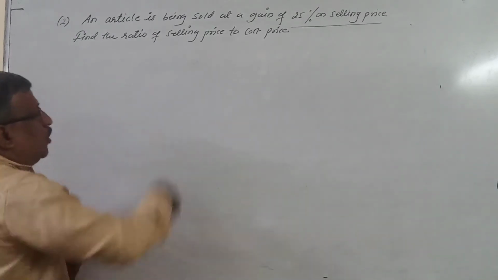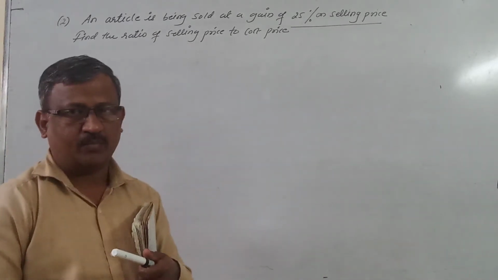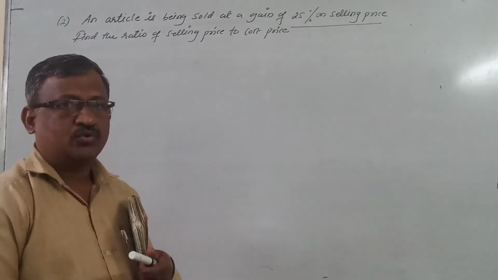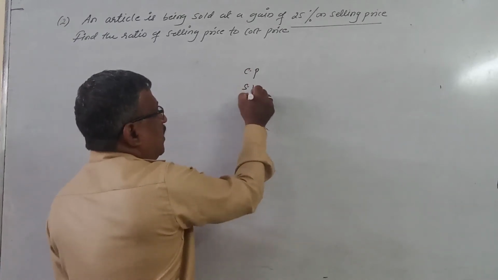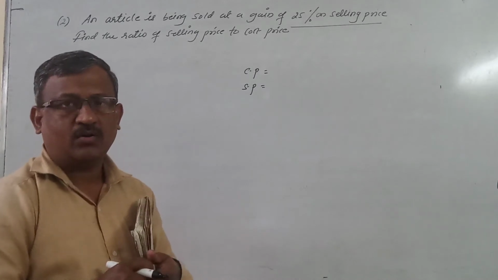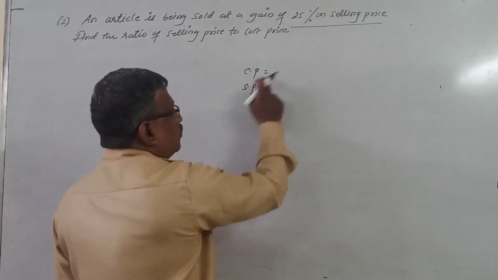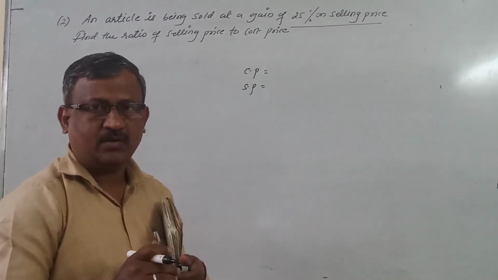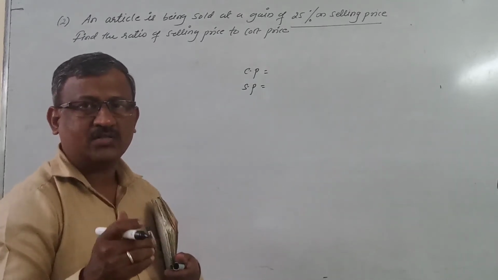Now again, as I said, to find the ratio of selling price to cost price, you must know both the prices, which are not given in the problem. So we have to find these two prices first. Out of cost price and selling price, you should know any one. The question now is, which price do we assume, cost price or selling price? Anyhow we cannot assume the price either as cost price 100 or selling price 100.